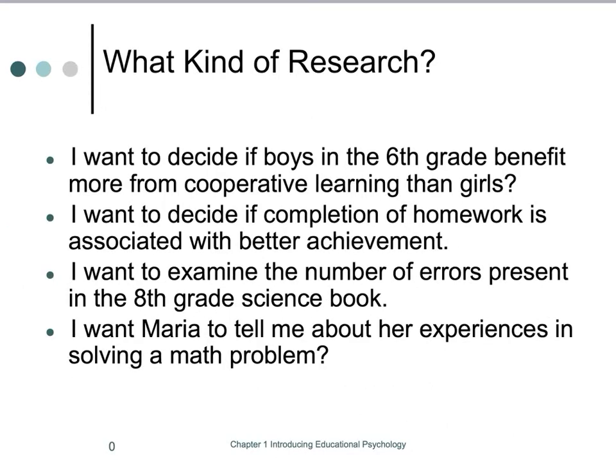So here's an example, and I'll give you the answer slide in a moment, but take a second to look at these 4 and think about what is the kind of research that's going on here, okay? I want to decide if boys in the 6th grade benefit more from cooperative learning than girls. Okay, so now we're experimenting. This is experimental. I want to decide if completion of homework is associated with better achievement. Correlation. I want to examine the number of errors present in the 8th grade science book. Descriptive. I want Maria to tell me about her experiences in solving a math problem. Action research. And here are the answers.